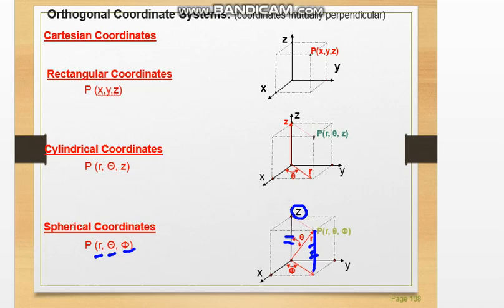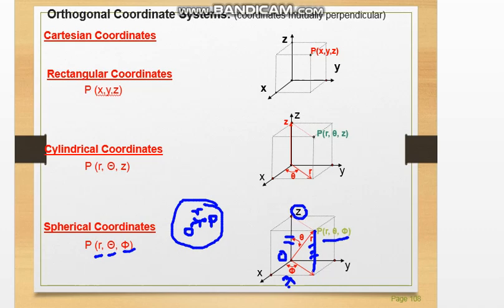So z and x is the phi. The angle between these two is phi. So that is the spherical coordinate system, the three-point representation. If it is a sphere, and this is a point that we have to define, first of all we have to draw a line between the origin O and the point. That is the radius of the sphere.